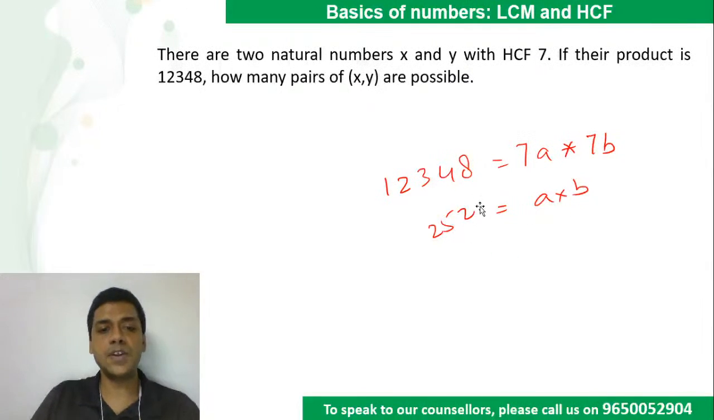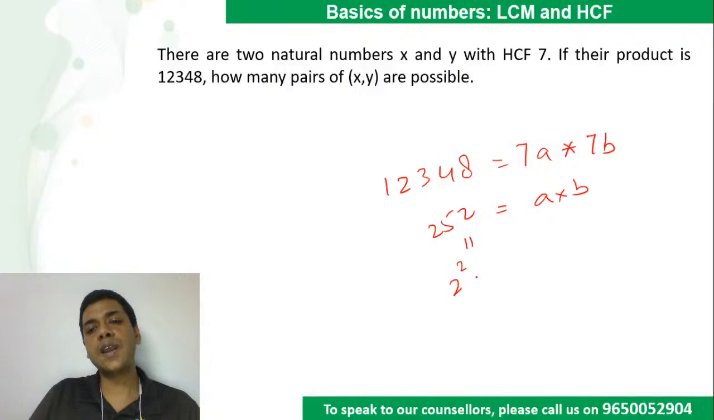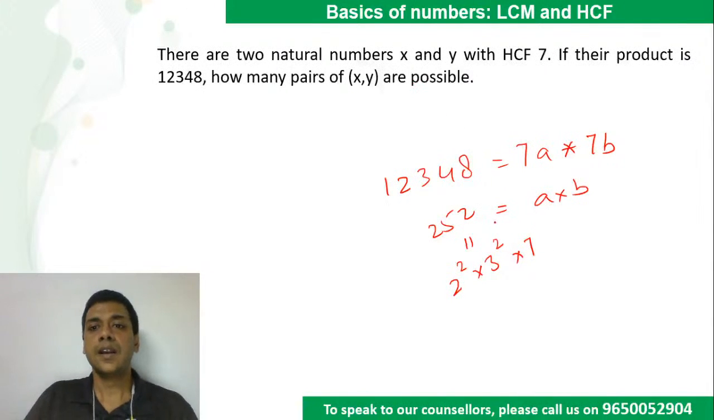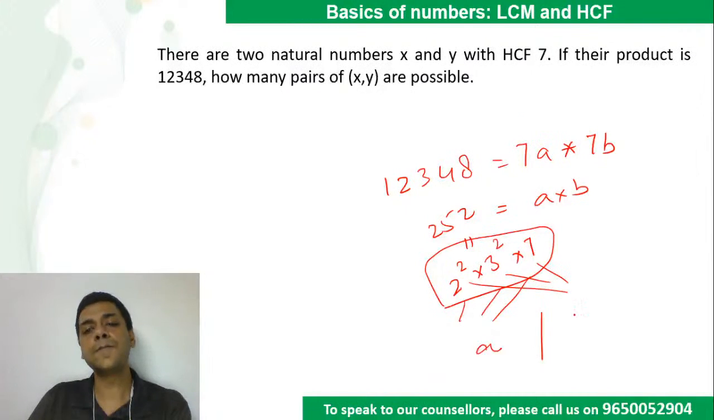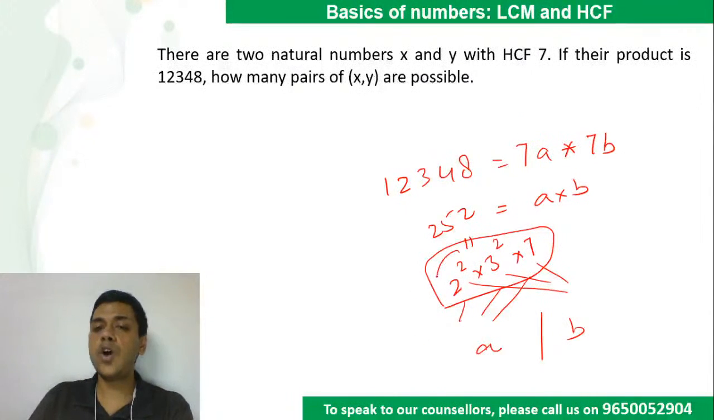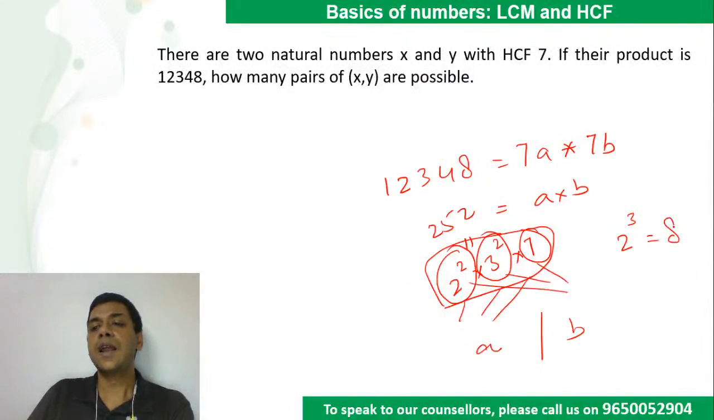Now 252 is 2 squared into 3 squared into 7. Again I have to divide this number into two parts such that their HCF is 1. So how to do it? Each of these three prime powers will go to either the first number or the second number. So I have two options with 2 raised to power 2, two options with 3 raised to power 2, and two options with 7 raised to power 1. In totality I will have 2 raised to power 3, which is 8 options.